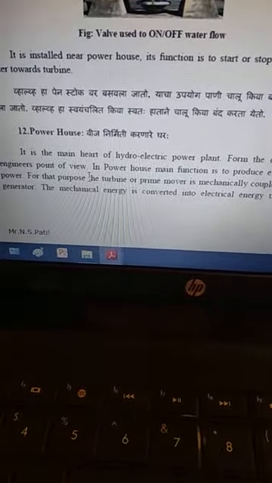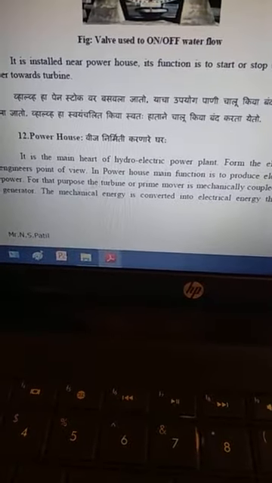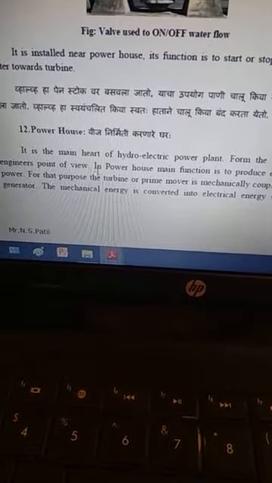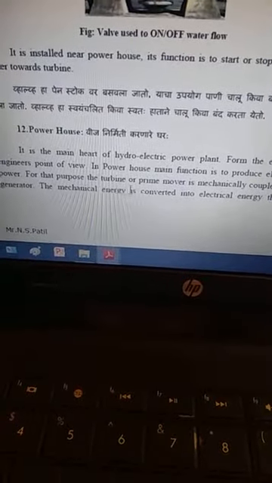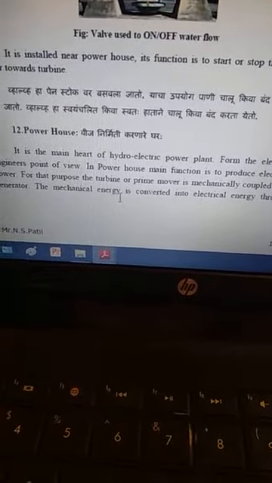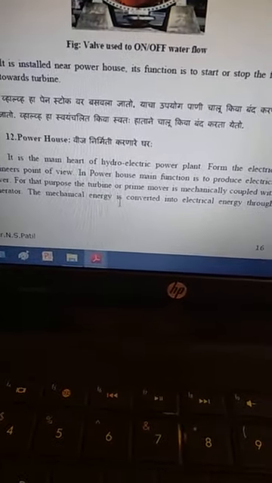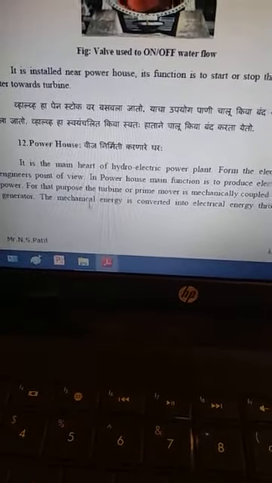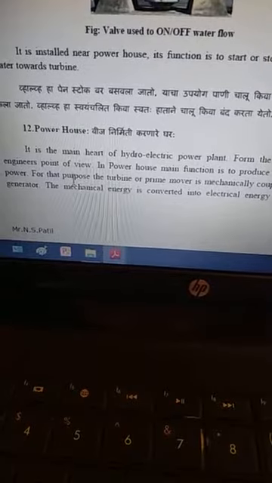Then there is an important section of the hydroelectric power plant, that is the powerhouse. As I told you, in the powerhouse there is a turbine. The turbine is connected with the generator, and the generator is connected with the transformer, and these all come in the powerhouse. What is the function of the generator? It converts mechanical energy into electrical energy. These three elements, and maybe some other elements, all come in the powerhouse.